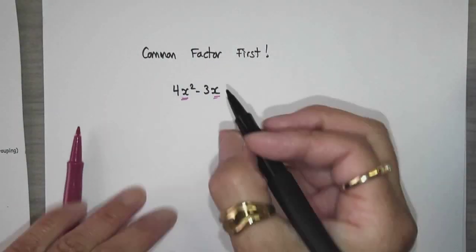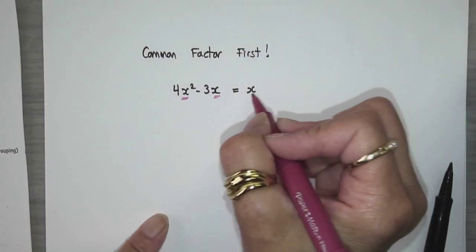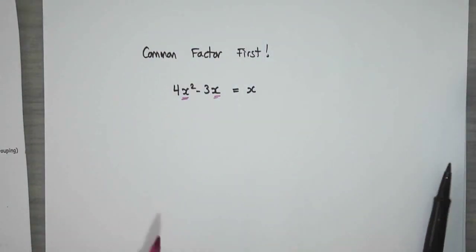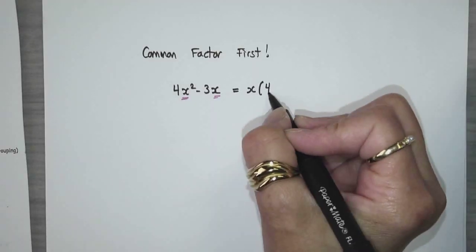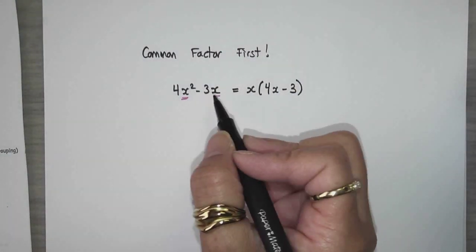You would take out that common factor of the x and go like this, and you would have leftover. So I took out the x there, and you have the leftover, and I'd have 4x minus 3. So you write the leftover. Okay, so that's a common factor.